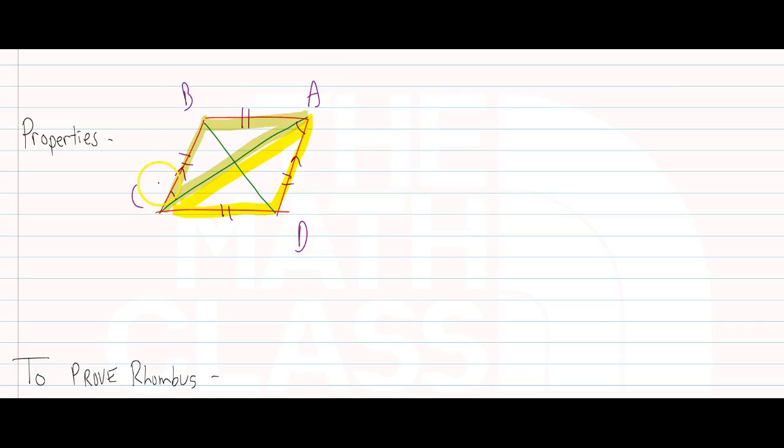is that triangle ABC is congruent to triangle ADC. In other words, the corresponding parts would be this angle congruent to that angle, and this angle congruent to that angle. And then by the transitive property, we would be able to say that this angle 1 is congruent to that angle 2.